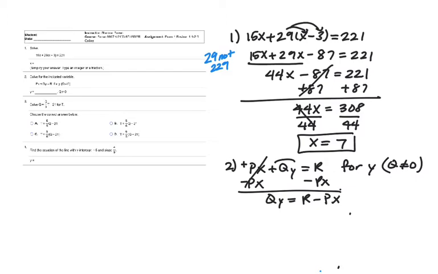And here, with y, we've multiplied by q, so we'll divide both sides of the equation by q. And so we have y equals r minus px divided by q. Okay, let's look at number 3.